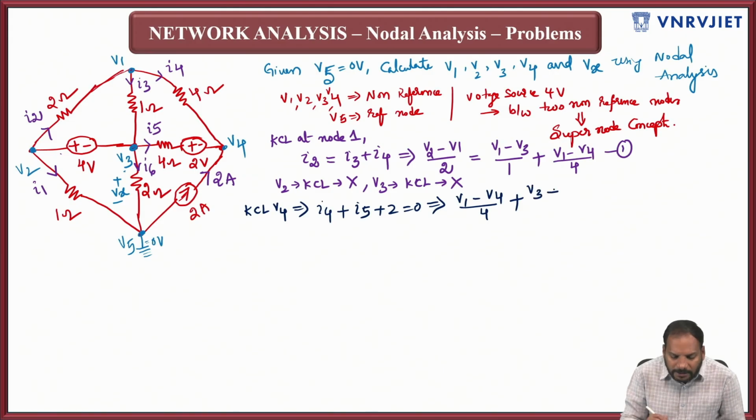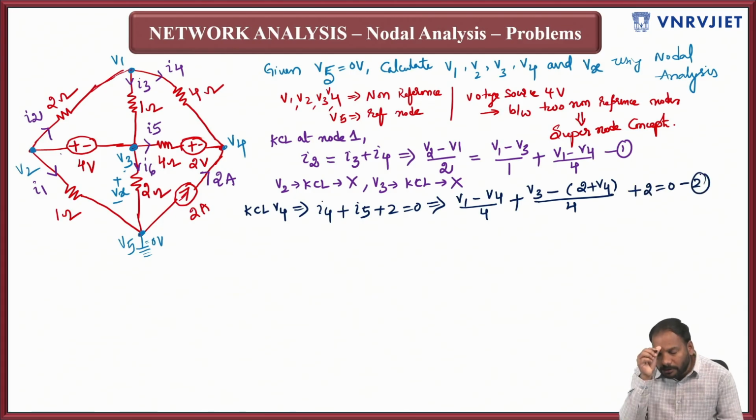V3 minus... okay, so on the right side, what do you have? On the left side it is V3, and on the right side you have 2 volts potential, and then you have V4. So this value is (V3 minus 2 minus V4) divided by the resistance, which is 4 ohms, plus 2 equals 0. This is equation 2.